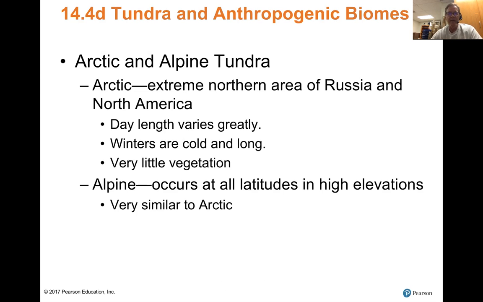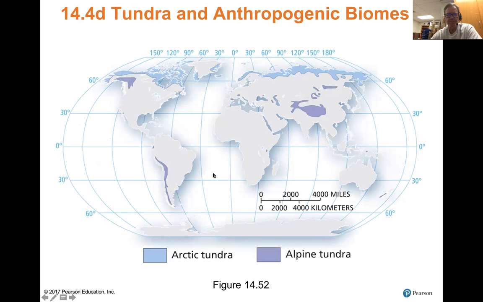Then we get all the way up in latitude to the Arctic and alpine tundras, where in the extreme northern areas of Russia and North America, the day length will vary greatly. The winters are going to be cold and long, and you're not going to get much vegetation. And you also have these alpine environments where you get them at all latitudes, but they just happen to be at high elevations. But the conditions are very similar to what we would see in the Arctic. So over here in the mountainous regions of Asia, all along the Andes Mountains up here, and then the Arctic tundra in North America and northern Russia.